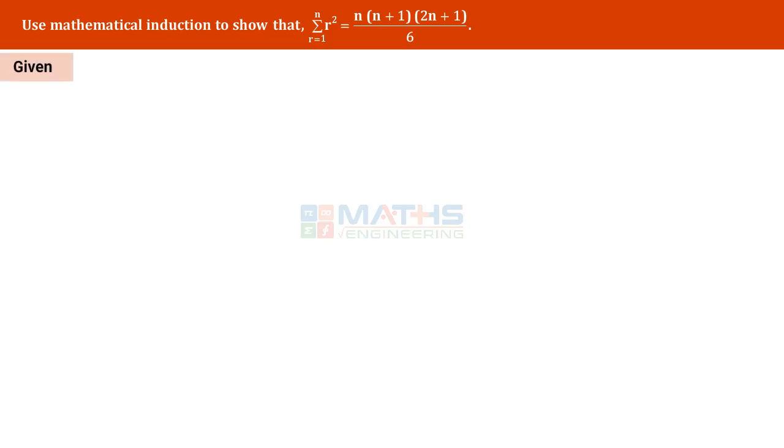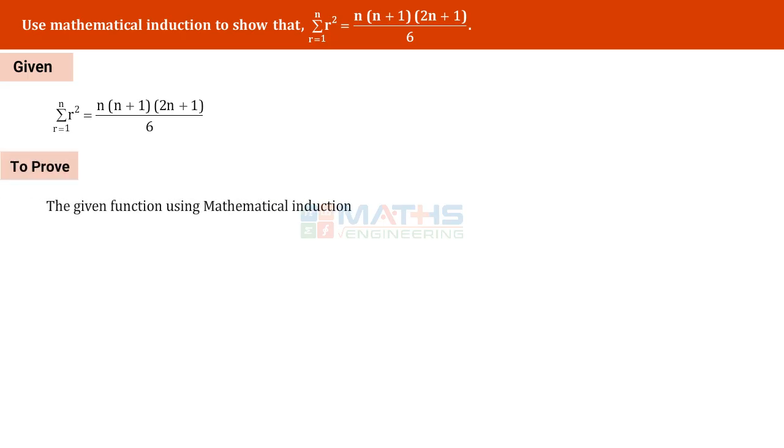What is given in the question? Here we are given a statement. Summation of r varies from 1 to n, r square is equal to n into n plus 1 into 2n plus 1 divided by 6. We have to prove this. For this we are using mathematical induction.